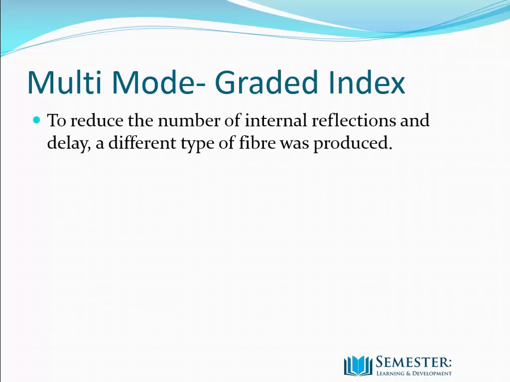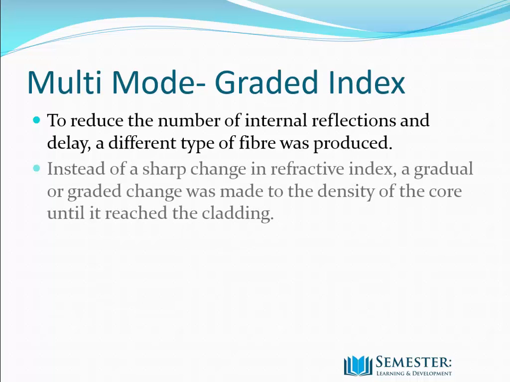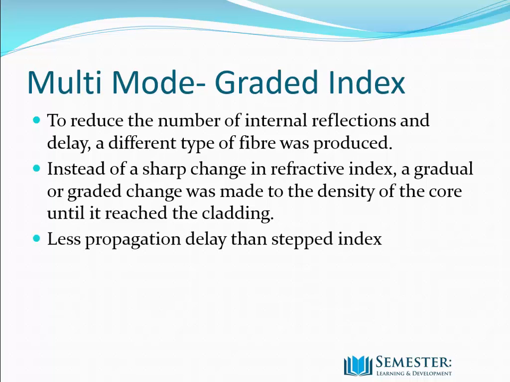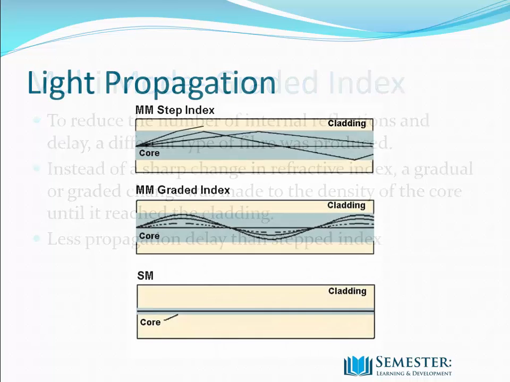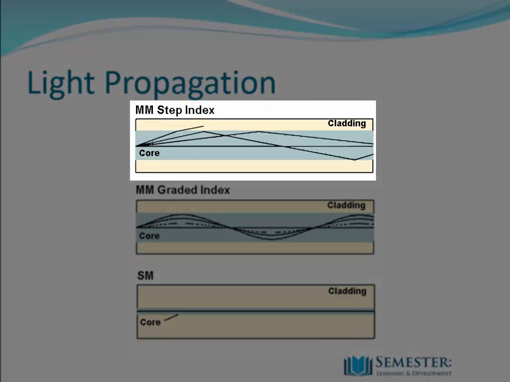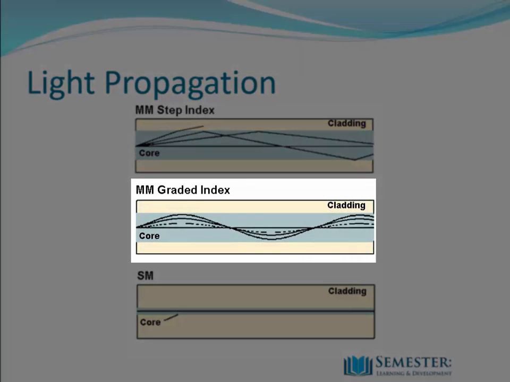to reduce the number of internal reflections and delay, a different type of fibre was produced, called graded index. Instead of a sharp change in refractive index, a gradual or graded change was made to the density of the core until it reached the cladding. This resulted in less propagation delay than stepped index. So here we can see multimode stepped index, very sharp angles. However, the graded index allows for a smoother transition of reflection and therefore fewer paths and less delay.